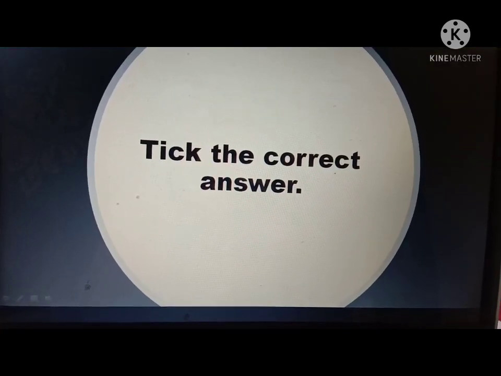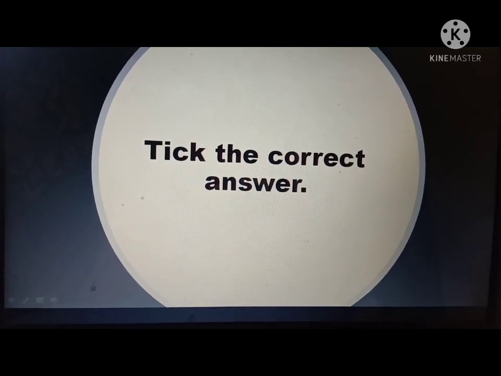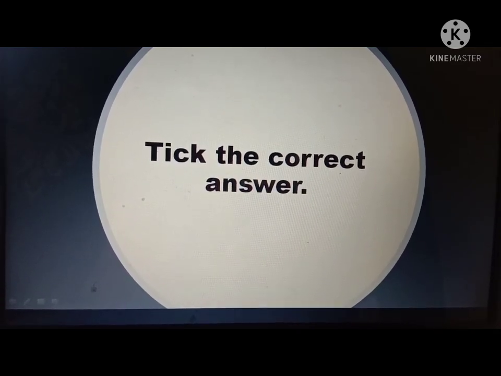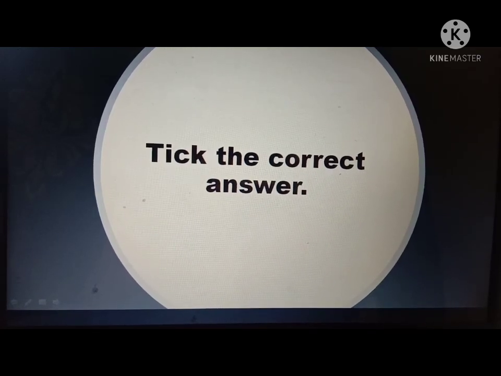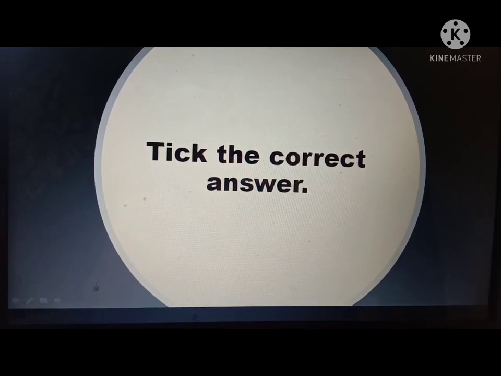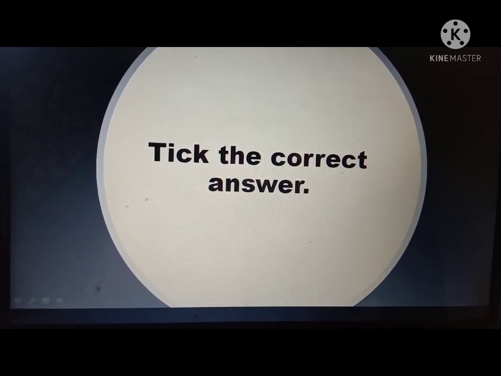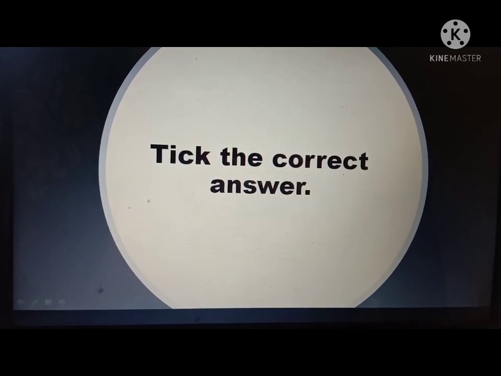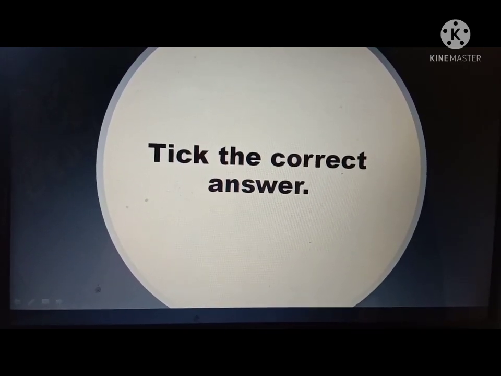Now children, it's time to do some exercises in EVS notebook. So take out your EVS notebook. Here we are going to do tick the correct answer. This question we are going to do in EVS notebook.